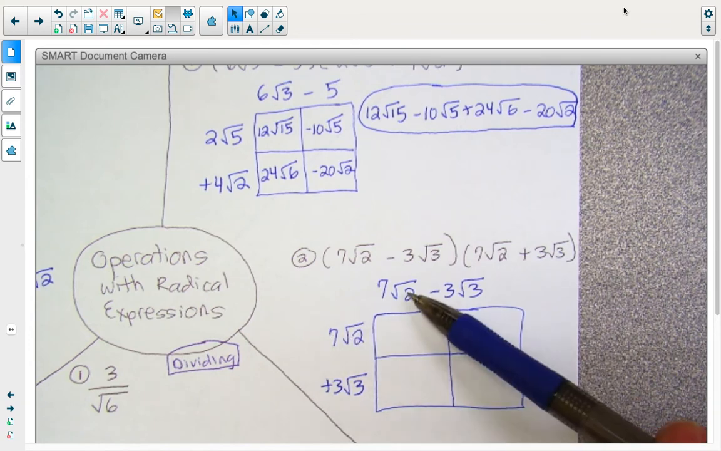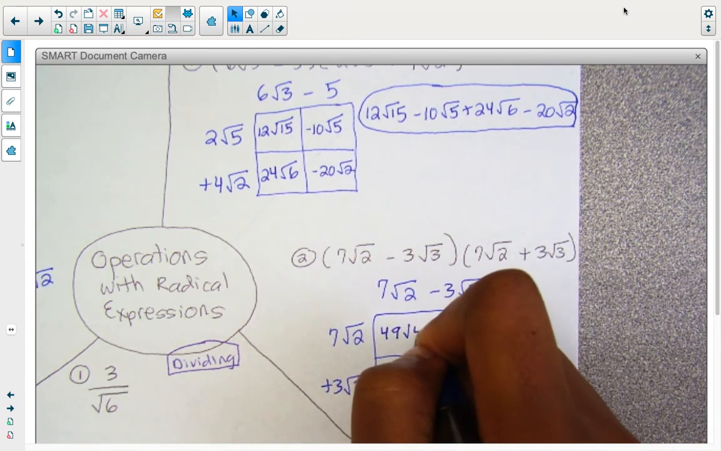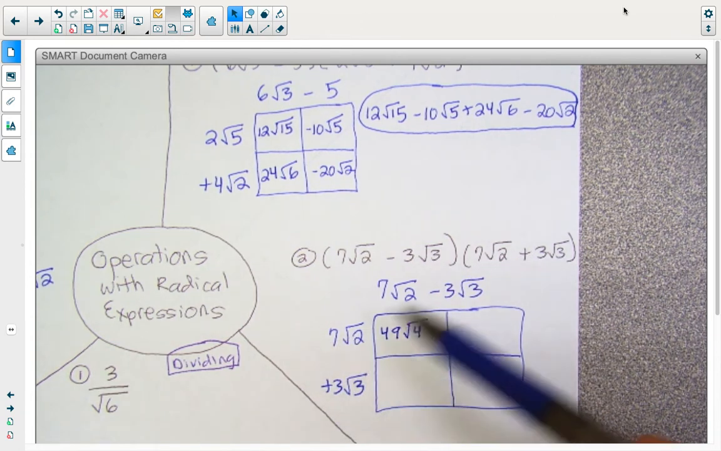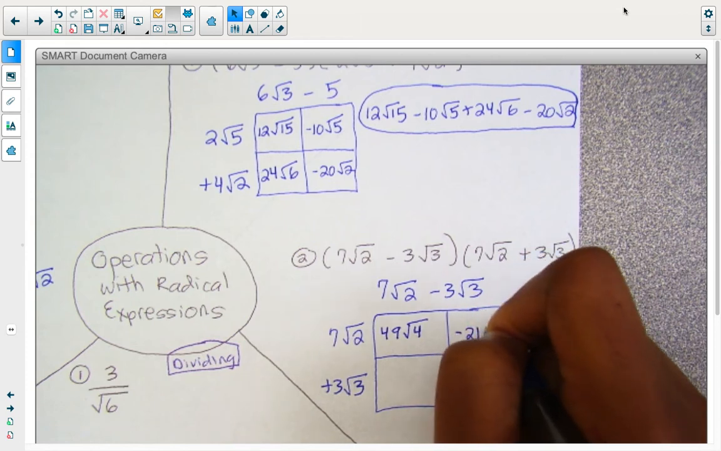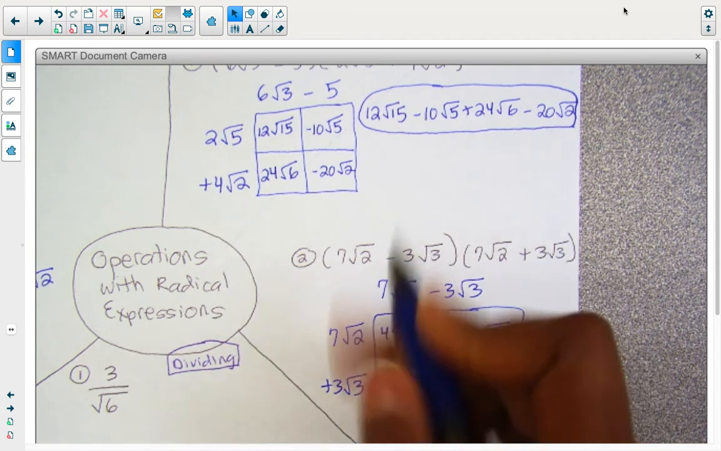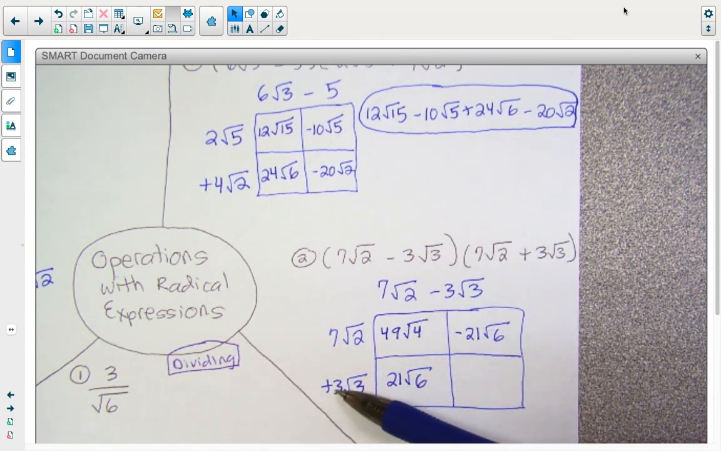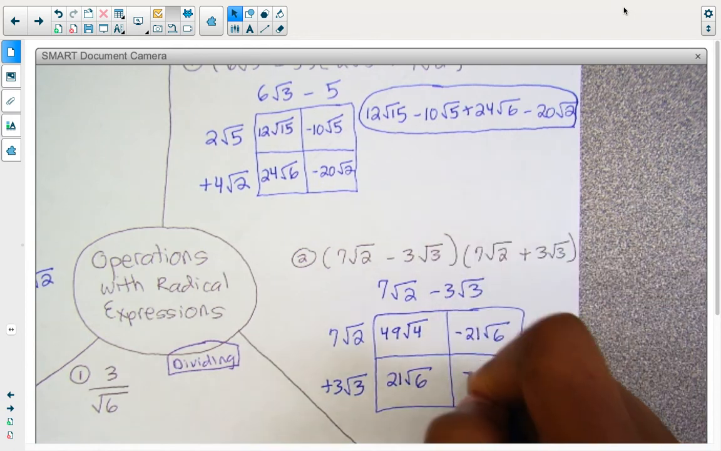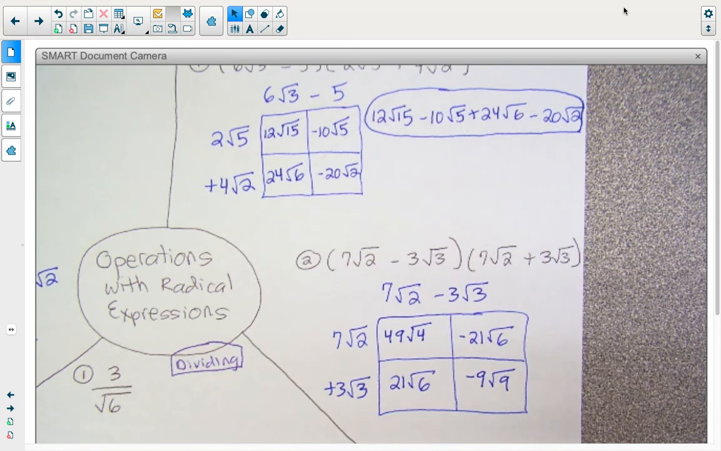7 times 7 and 2 times 2. So this gives me 49 square root 4. 7 times negative 3, 2 times 3 gives me negative 21 square root 6. 7 times 3 and 2 times 3 gives me 21 square root 6. Negative 3 times 3 and then 3 times 3 gives me negative 9 square root 9. Multiply the outside numbers and multiply the inside numbers. Outside with outside, inside with inside.